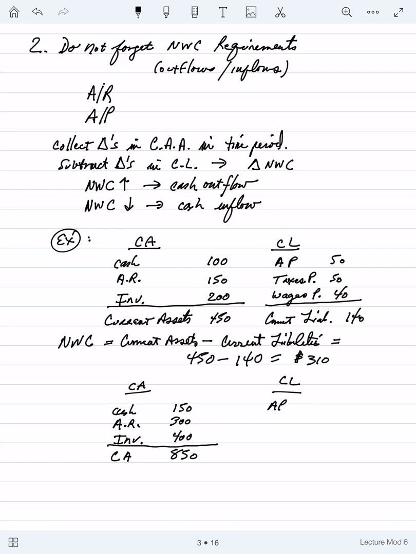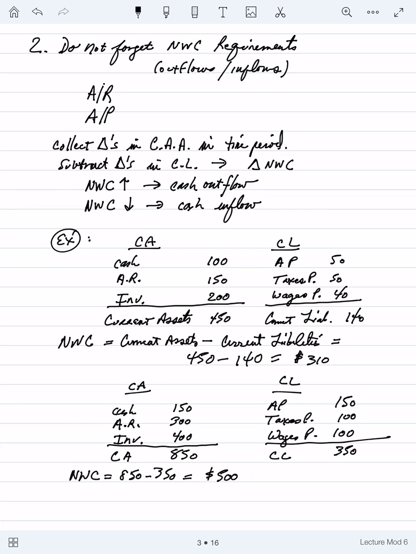And let's say your accounts payable and your taxes payable and your wages payable wind up being, let's say, 150, 100, and 100. Right, so your current liabilities are summing now to 350. So now your net working capital, current assets minus current liabilities, that's 850 minus 350, right? So that's 500.